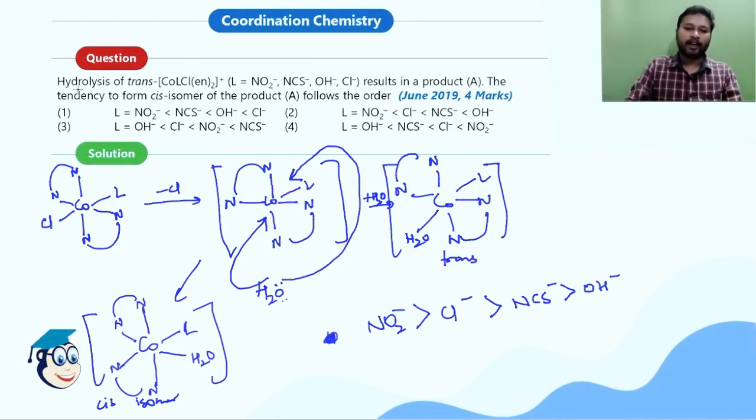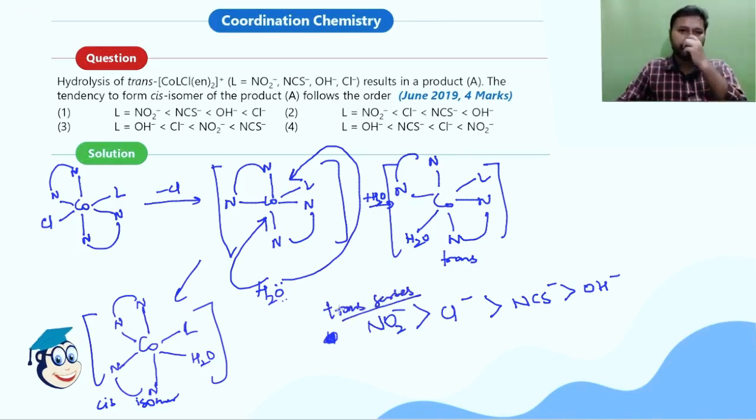So here it says that the hydrolysis of this molecule results in product A. The tendency to form the cis-isomer of product A follows the order. So the tendency to form the trans-isomer is this. If you want to find out the tendency to form the cis-isomer, that will be the reverse of the trans order, right? This order is called the trans series. You can search for the trans series in any of the standard books, you will find it.